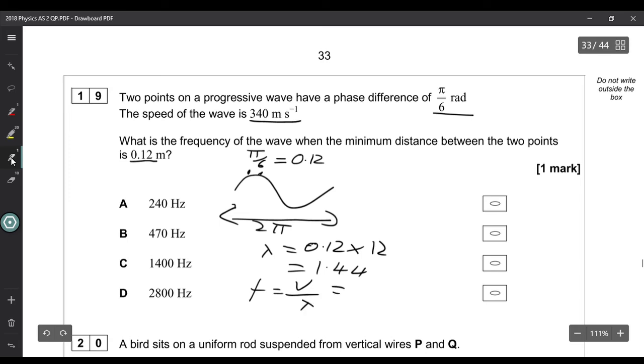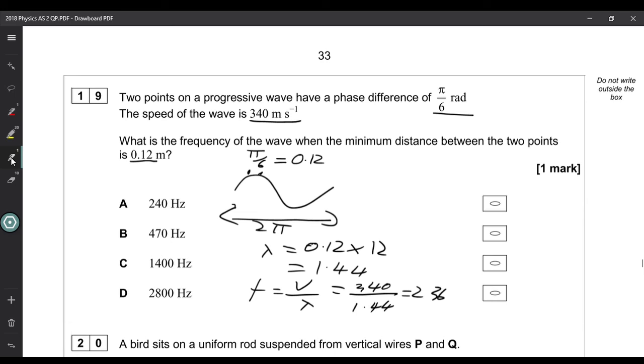We've been told that the speed is 340. We've just calculated lambda. That's 1.44. So that comes out to be 236, or 240 to two significant figures. So our answer is A.